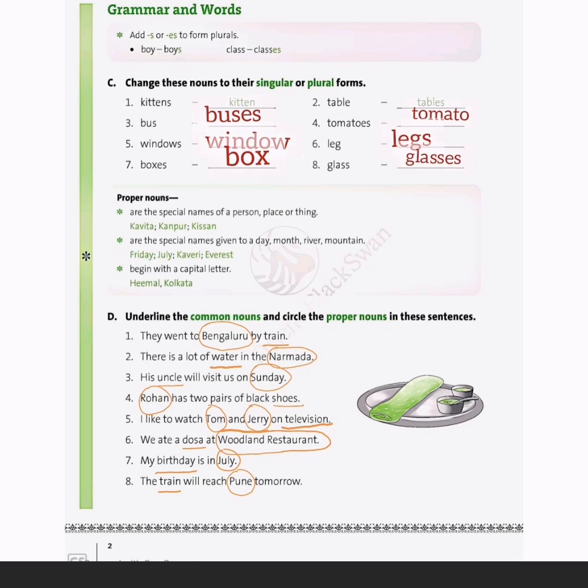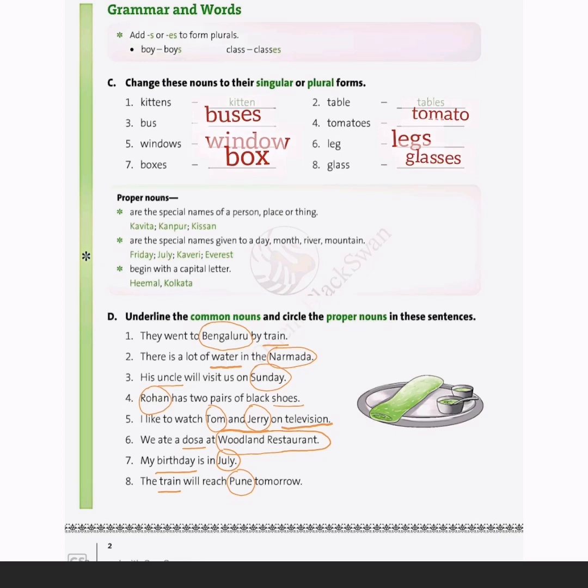Next is, I like to watch Tom and Jerry on television. Now here television is a common noun because it can be any television, so we will underline it. And Tom and Jerry is a special name of a cartoon. We all like watching Tom and Jerry. If you remember, Tom is a cat and Jerry is a mouse. So it is a special name of that cat and mouse. So this will be a proper noun. So we will circle it.